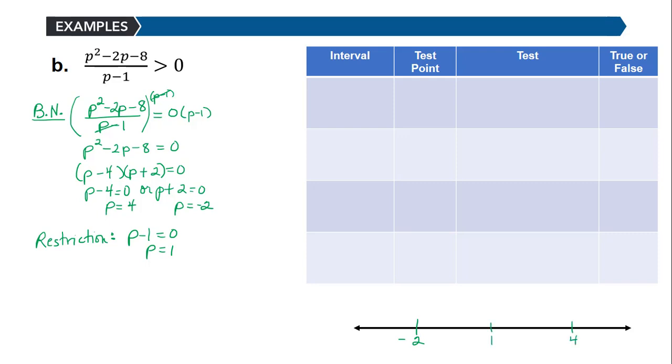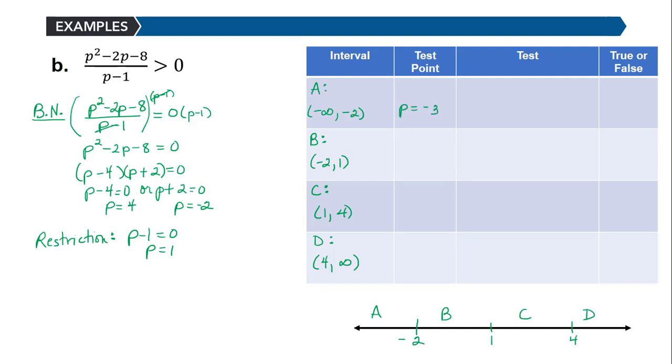These 3 boundary numbers subdivide our number line into 4 regions, A, B, C, and D. So in region A, we have the interval from -infinity to -2. Region B is from -2 to 1. Region C is from 1 to 4. And then region D is from 4 to infinity. So our test point in region A can be p equals -3.